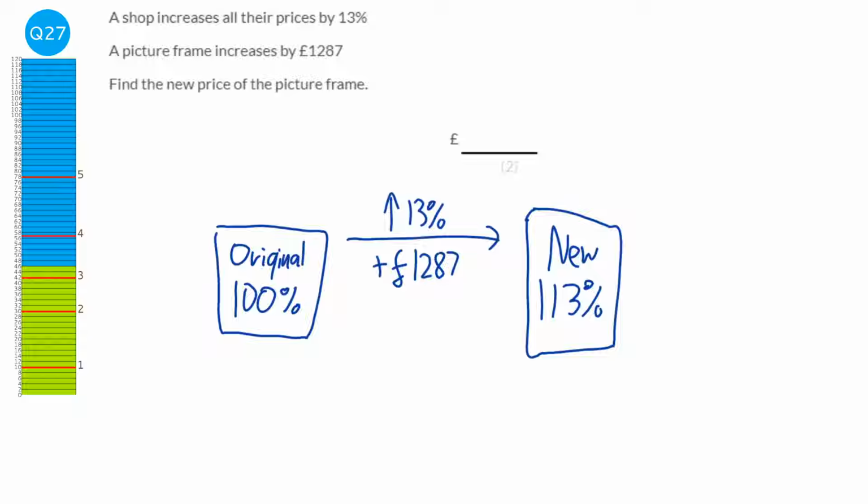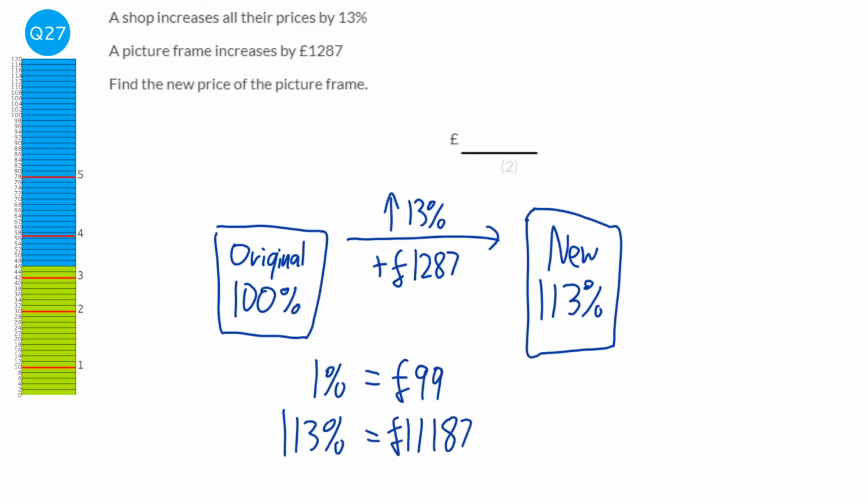So what we're going to do is work out what 1% of the price increase is. Instead of 13%, we're going to work out what 1% is, by dividing the amount by 13, and we get 99. So 1% of the original represents £99. But the new amount is 113%, so we need to times the £99 by 113, which gives us £11,187. So the picture is now worth £11,187.